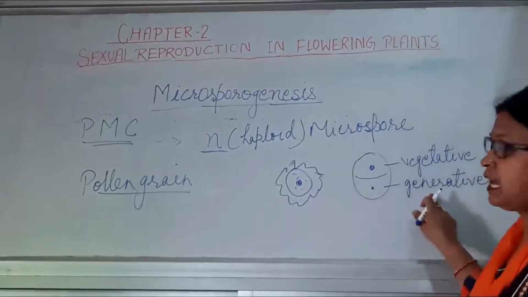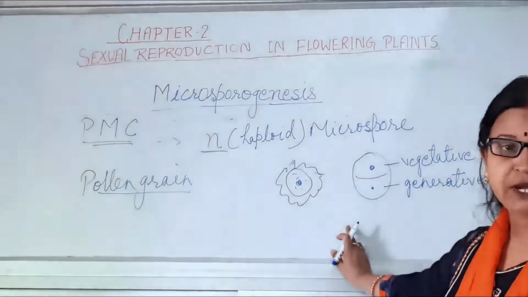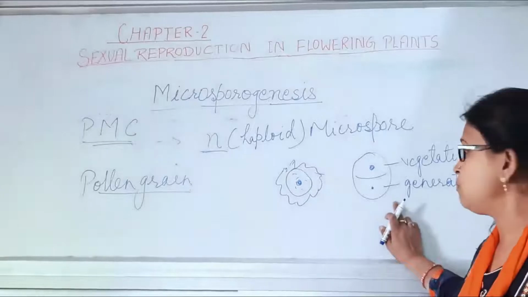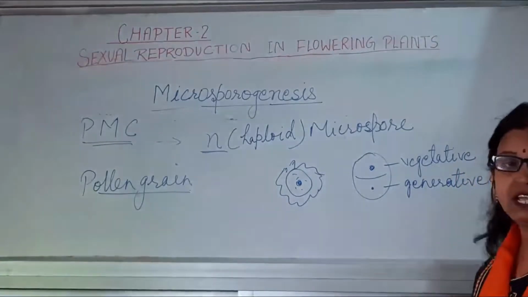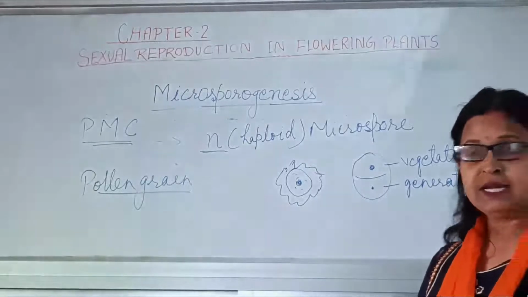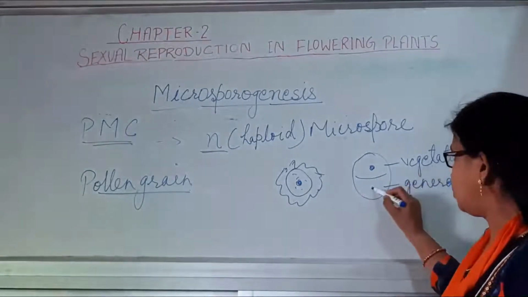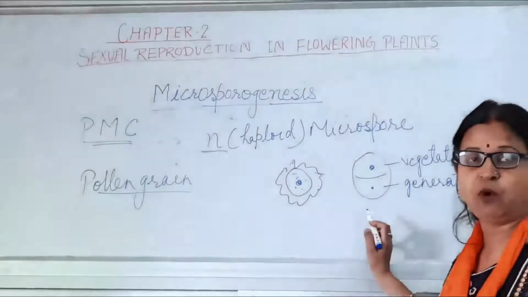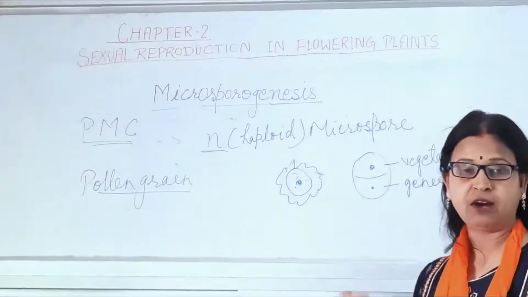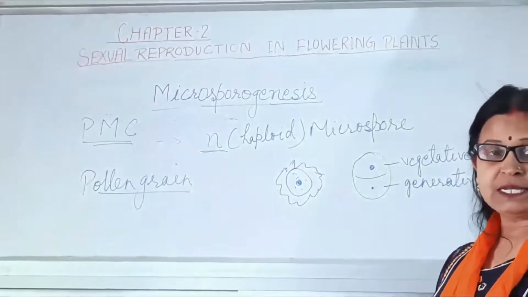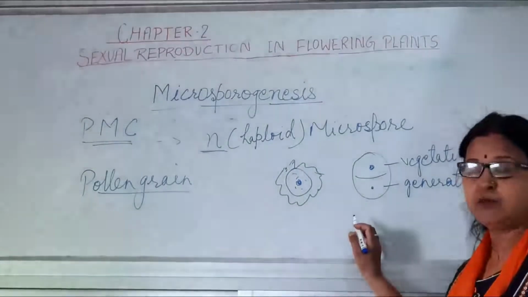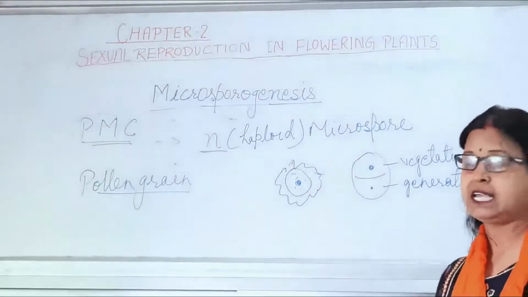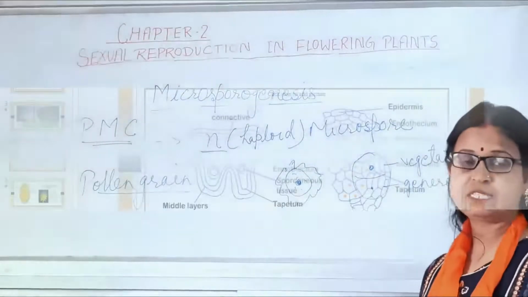This generative cell will again undergo one more mitosis to give rise to 2 generative cells, but the timing of this division of the generative cell varies from plant to plant. In some plants, at the 2 cell stage, that means 1 vegetative and 1 generative cell, the pollen will be deposited on the stigma of the flower. But in some plants, before the pollination process, the generative cell will divide into 2. That means at the 3 cell stage, the pollen will be deposited on the stigma of the flower.